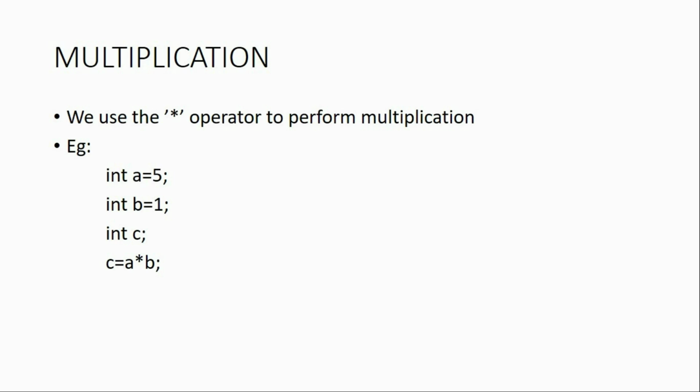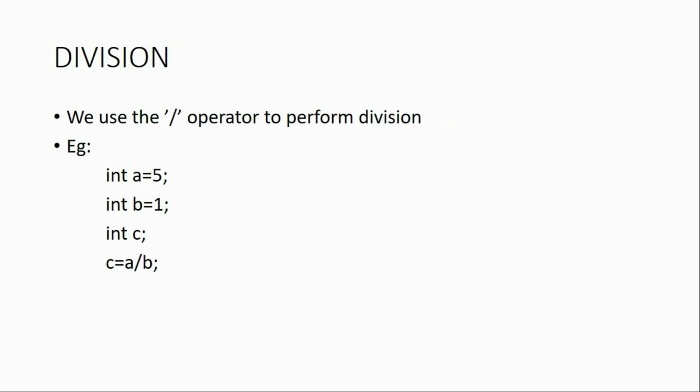The next operation we have is multiplication, and to perform this operation we use the star operator. Again, same example, we have a is equal to 5, b is equal to 1, and c is equal to a star b. That does 5 star 1, which means 5 times 1, so 5 times 1 is going to be 5. The value of c will be 5, so if you do cout c, you are going to get 5.